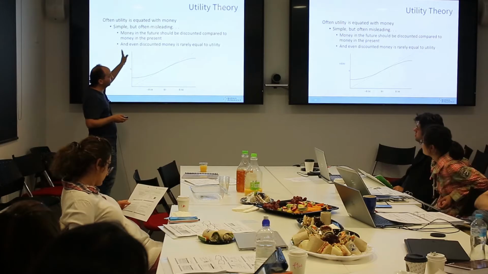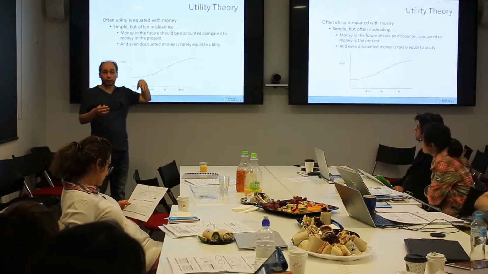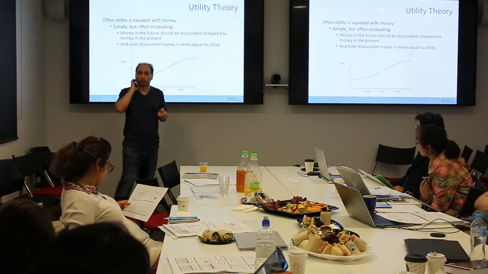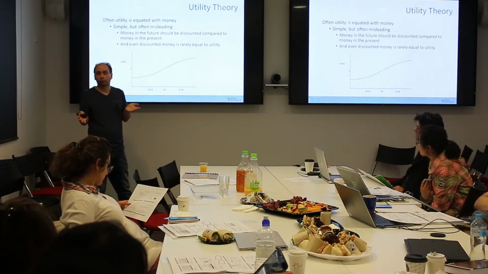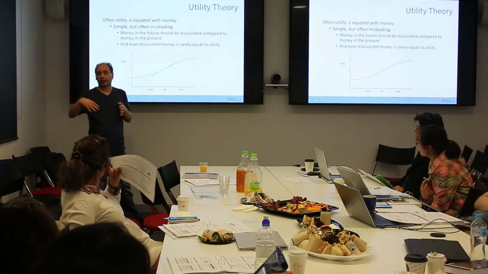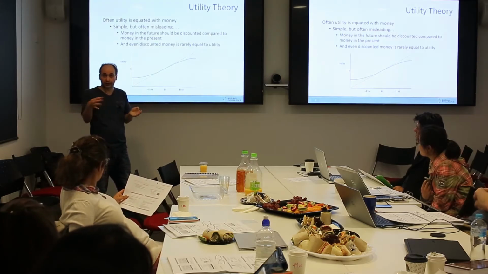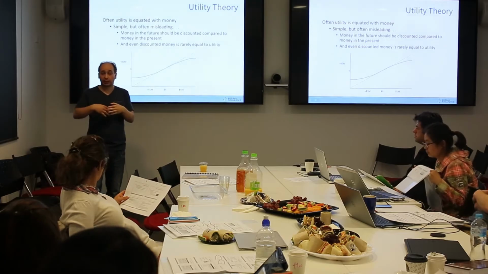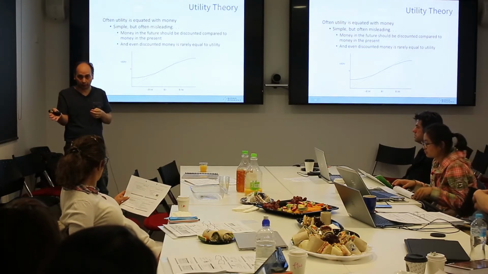So money in the future, for instance, should be discounted compared to money in the present. There are lots of reasons for this. The most common reason that people think of is the inflation rate. The value of money tends to go down over time, so you want to discount for that. That's certainly not the only reason. If somebody gives you money just before you die, that's not very useful to you. You want it earlier on.